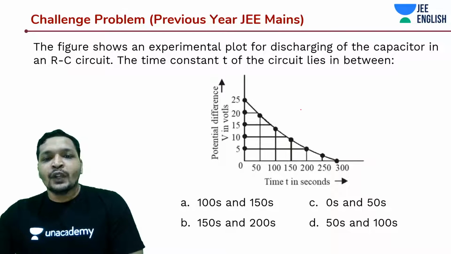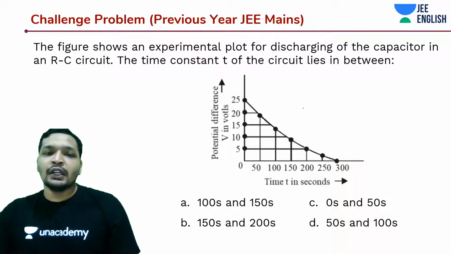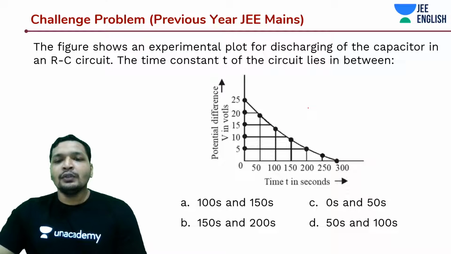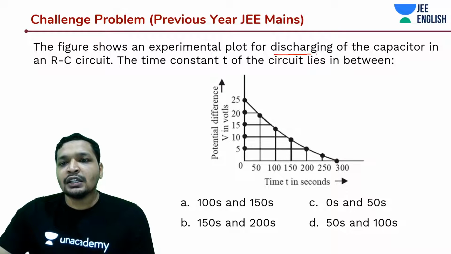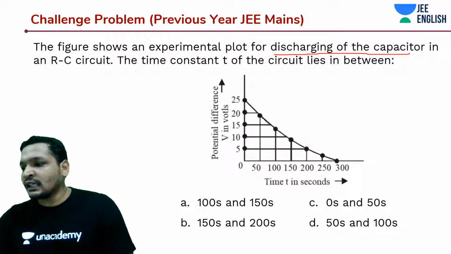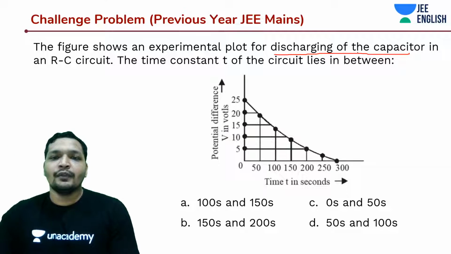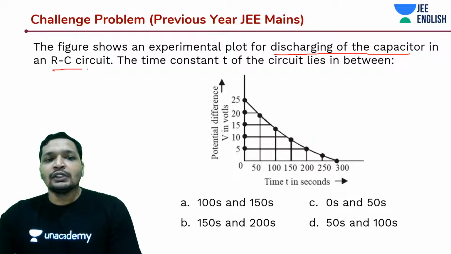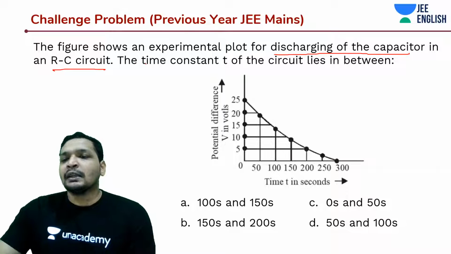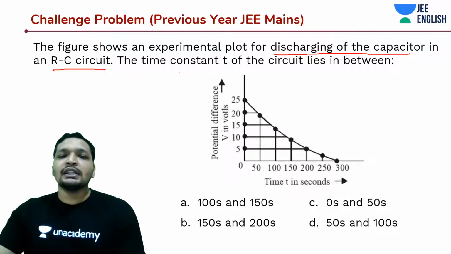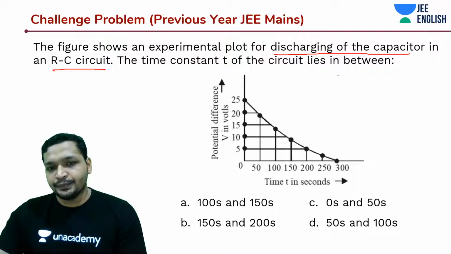Right? So in this question, hi Roshan, very good evening. So in this question, they are asking you, the figure shows an experimental plot of discharging of capacitor. Students, can you guess this answer? I'm good, Roshan, how are you? It's a simple one, right? So they are saying, there is an experimental plot for discharging of capacitor. The time constant T of the circuit lies in between how much?